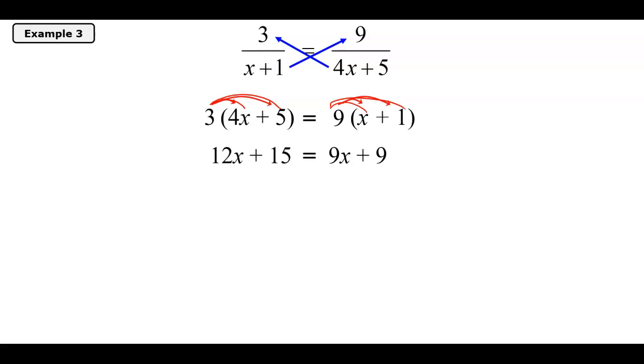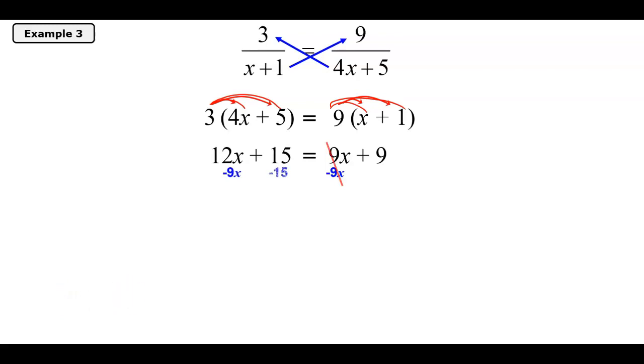Let's remember, like on the last one, when x is on both sides of the equation, what do I need to do? You need to get rid of the smaller x. So what's the smaller x? 9x. How do I get rid of a positive 9x? Minus 9x on both sides is correct.